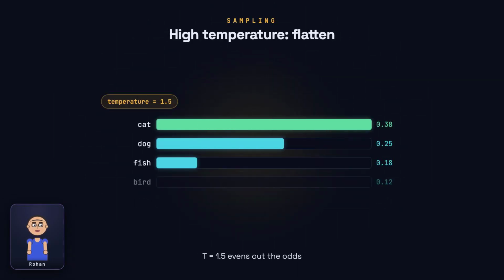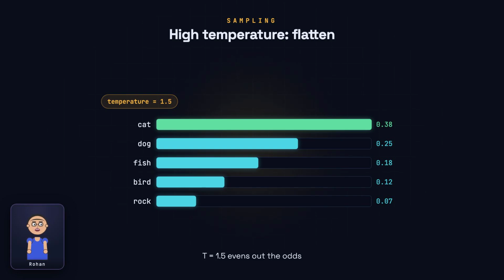Now push temperature up to 1.5. Dividing by a bigger number shrinks the gaps, so the scores crowd together. After softmax, the distribution flattens. Cat's lead melts to under 40%, and rock, once almost nothing, now has a real shot. This is creativity, and also the door to nonsense if you go too far.